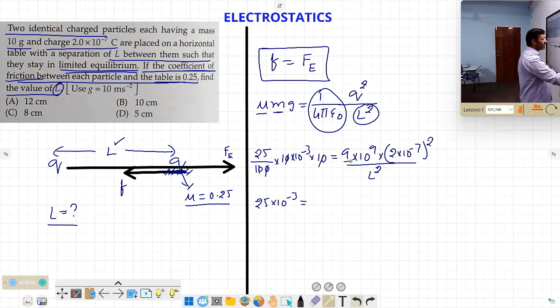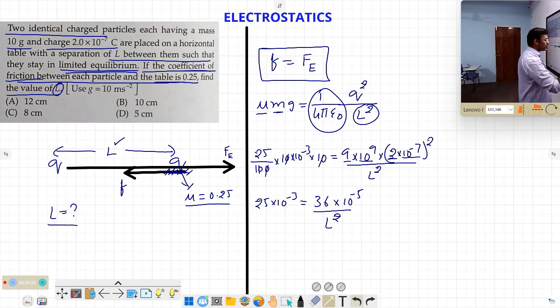this is 9 and this is 2 square. 2 square means 4. 9 into 4 is 36 into 10 power 9. This is 10 power minus 14, because minus 7 whole square is minus 14. Minus 14 plus 9 is equal to 10 power minus 5. So you get 36 by 10 power minus 5 into L square.